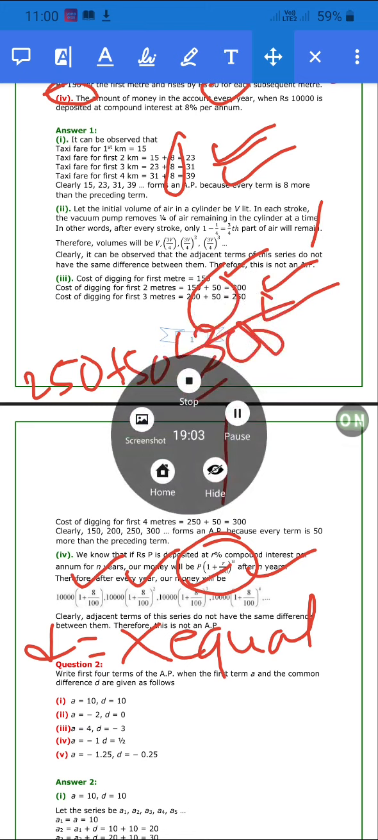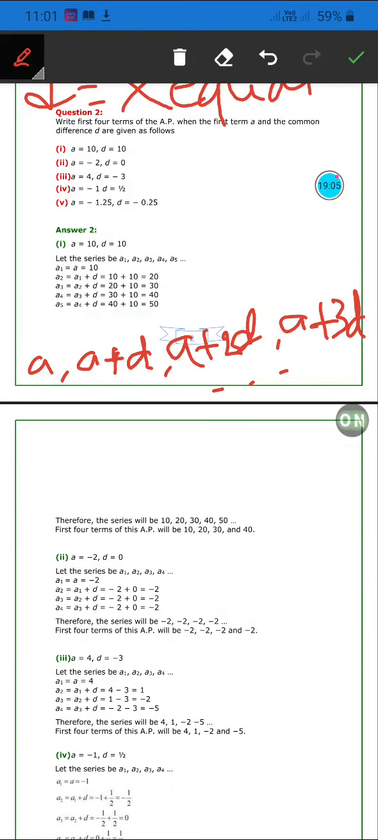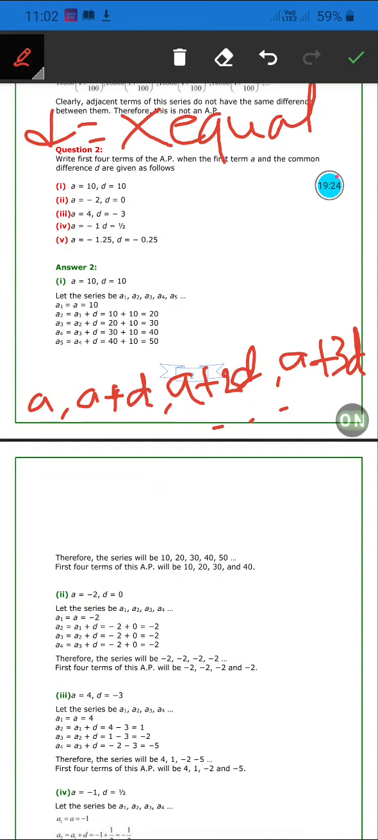Next, go through the second question. Write the first 4 terms of the AP when the first term A and the common difference D are given as follows. A equal to 10, D equal to 10 in the first question. So put the value here. A equal to 10.